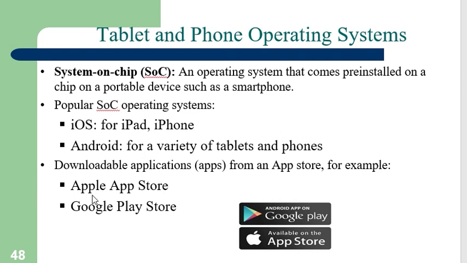Tablet and phone operating systems. System on chip, an operating system that comes pre-installed on a chip in a portable device such as a smartphone. Popular system on chip operating systems are iOS, for iPad and iPhone, and Android for a variety of tablets and phones. Applications are downloadable from an app store, for example, the Apple App Store and Google Play Store.